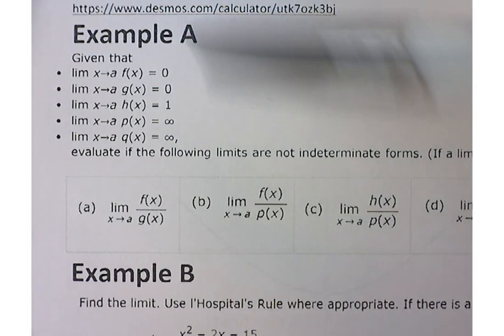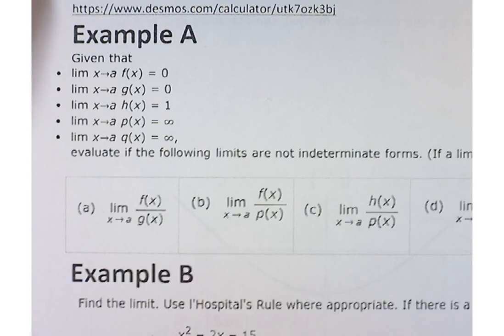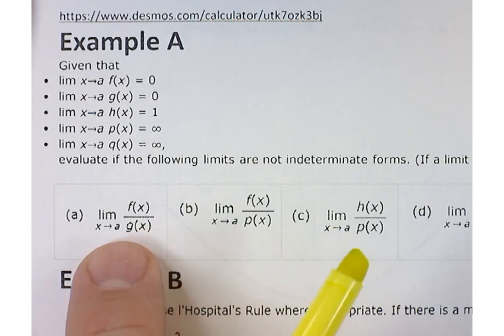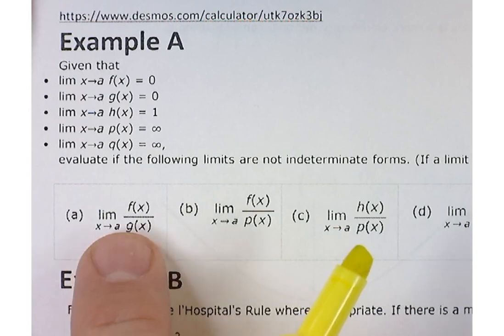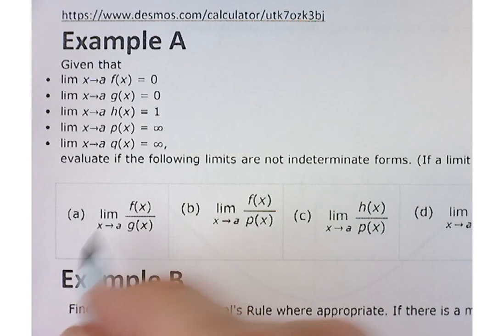So let's take a look at these things. You've got all these different limits, and the question is, does L'Hopital's rule apply? Is it an indeterminate form, yes or no? Limit as x approaches a of f of x over g of x. Is that an indeterminate form, yes or no? Yes, that one matches, because you got 0 over 0.